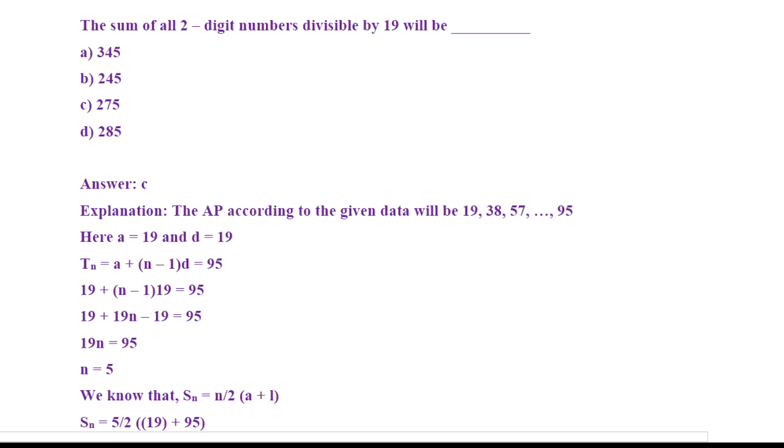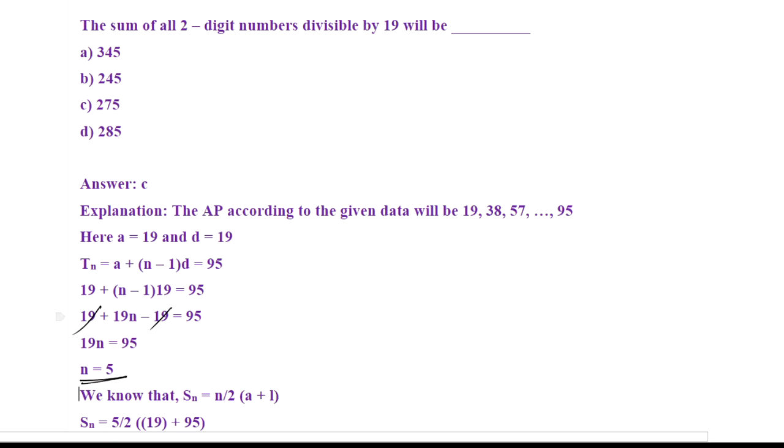19 plus n minus 1 into d. When I expand the bracket, it is 19n minus 19 is equal to 95. So this 19 and 19 get cancelled. 19n is equal to 95. So the value of n is 5.